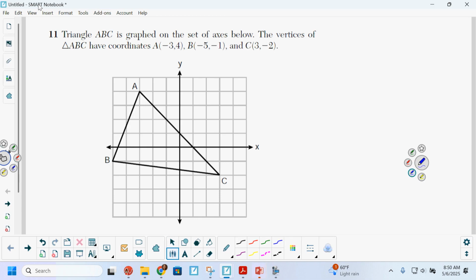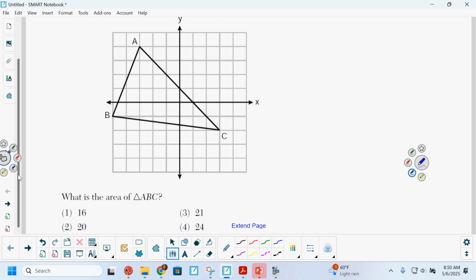All right, so our first one here, we have triangle ABC is graphed on the set of axes below. The vertices of triangle ABC have these coordinates, and they are asking us to find the area. So if you remember, the easiest way to do this, since I can't find the height and a base easily, is to enclose this triangle in a rectangle. And now I can figure out the area of the rectangle.